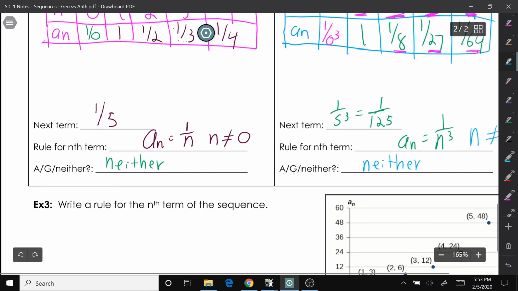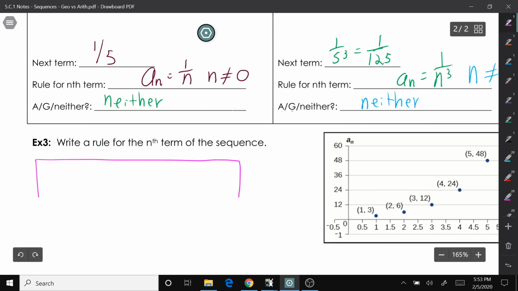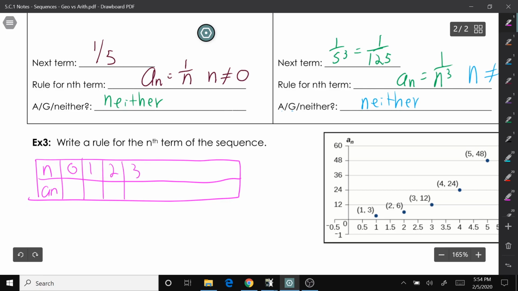Alright, then let's look at example number 3. Write a rule for the nth term of the sequence. So let's make a table out of these points. n, a(n), we have 0, 1, 2, 3, 4. We have 5 in this one. And then our y values, 48, 24, 12, 6, 3. So we got to see what is happening each time.